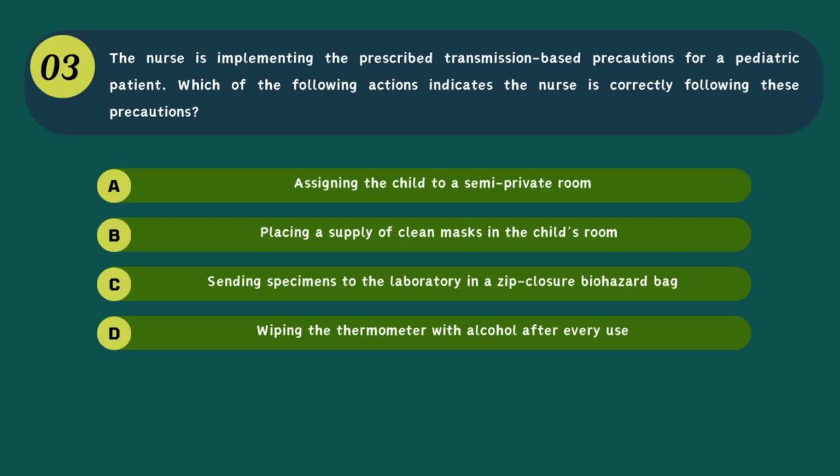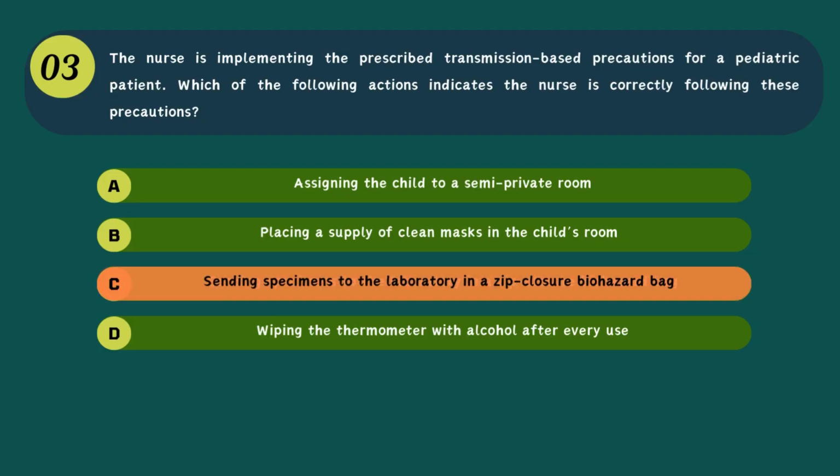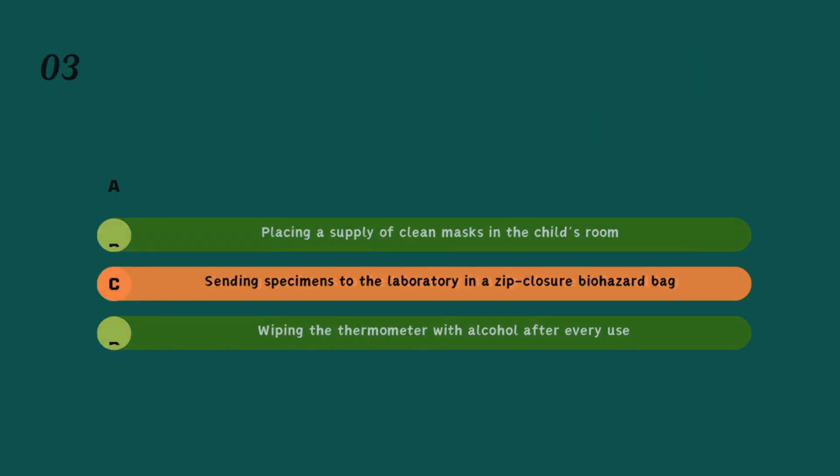A. Assigning the child to a semi-private room. B. Placing a supply of clean masks in the child's room. C. Sending specimens to the laboratory in a zip closure biohazard bag. D. Wiping the thermometer with alcohol after every use. Correct answer: C. Sending specimens to the laboratory in a zip closure biohazard bag.